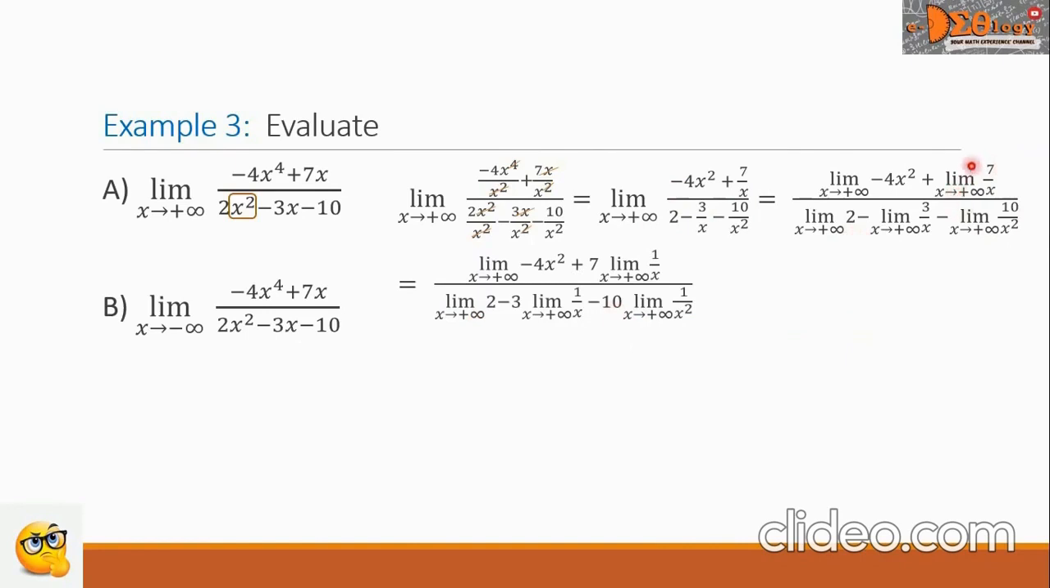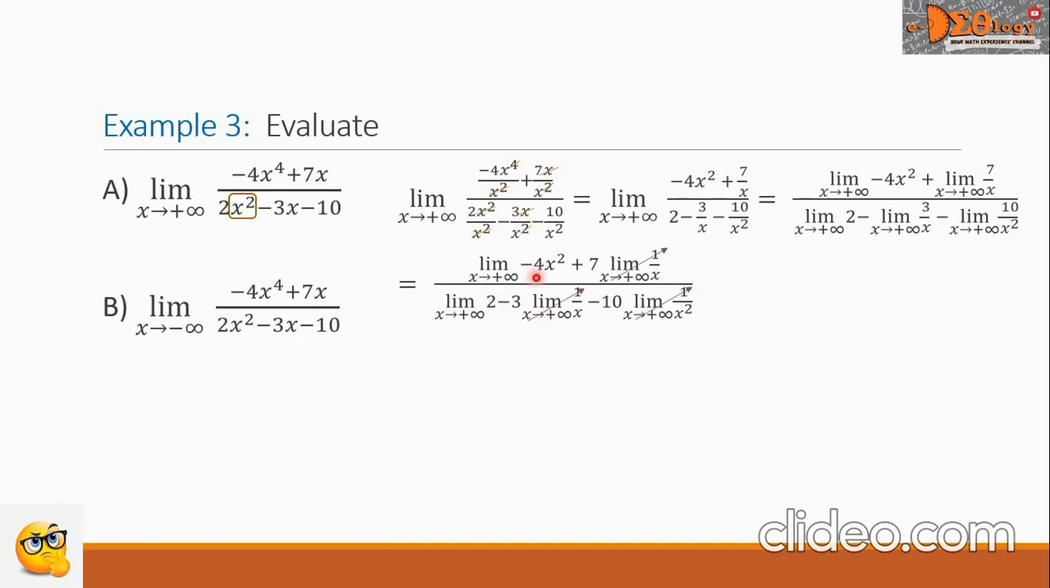For example, this limit of 7 over x, we can write this as 7 times the limit of 1 over x as x approaches positive infinity. So this pattern follows here and also here. And then let us take the respective limits of the expression. And from here, we can see that some limits would be equal to 0. Now, let us take the limits of respective expression.